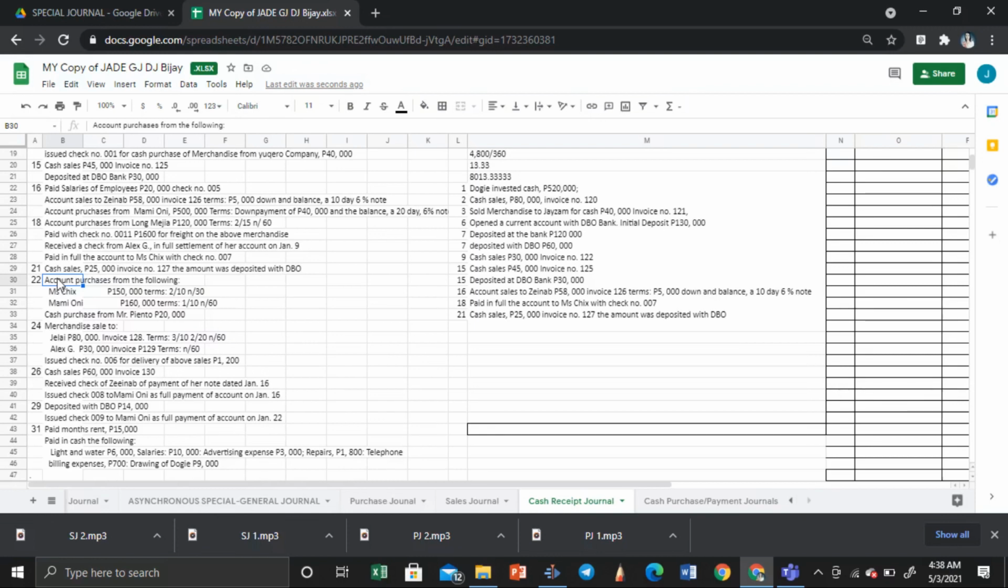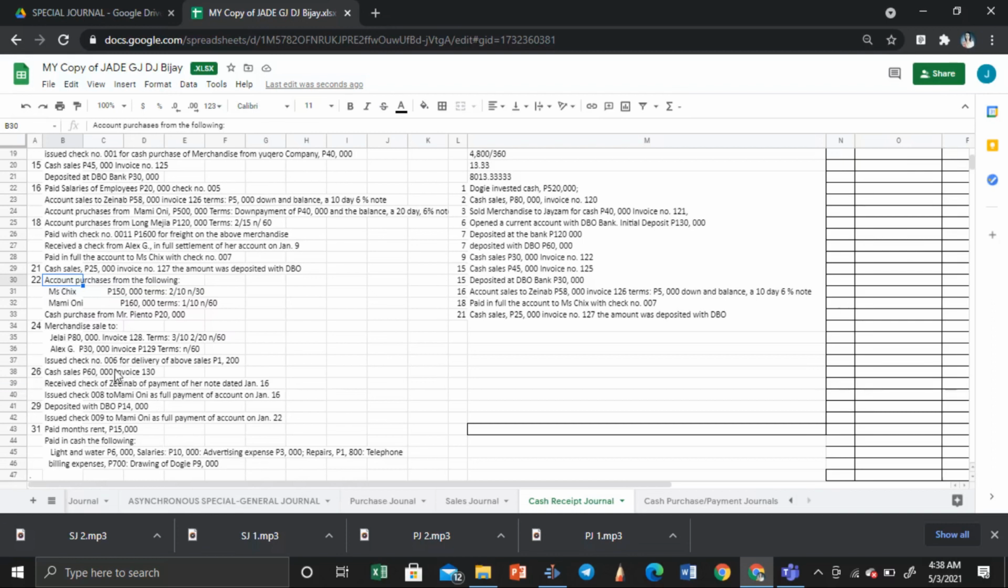Merchandise sale to, ito naman. Sales na. Jelly, 8,000. Invoice number 128. Terms is 3 over 10 and 2 over 20 and over 60. Not included. Bakit? Wala siyang down payment, walang full payment. Though, ito ay on-account sales.